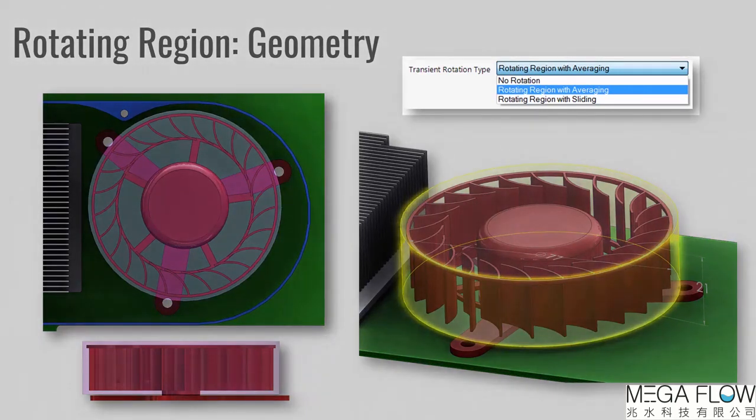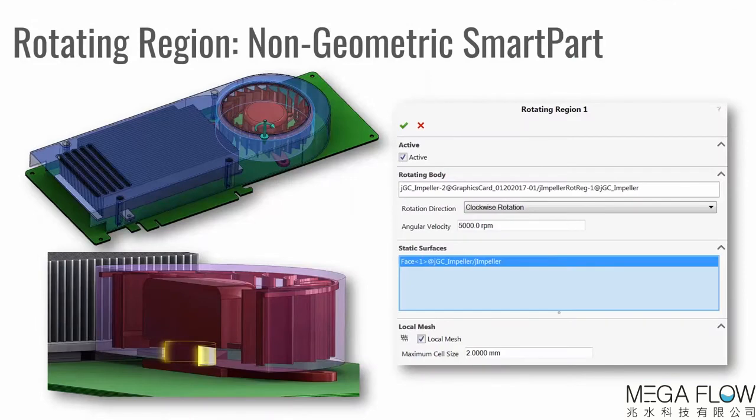At the modeling level in Flotherm XT, I have chosen rotating region with averaging. The next step is to attach the rotating region non-geometric smart part to the cylindrical body. To attach, you just drag and drop the smart part to the cylinder. With the construction dialog, I specify the angular velocity of 5,000 RPM. I also choose the static phase within this region, shown highlighted in the lower left image. The last step I take is to specify a local mesh size of 2 millimeters in the rotating region.